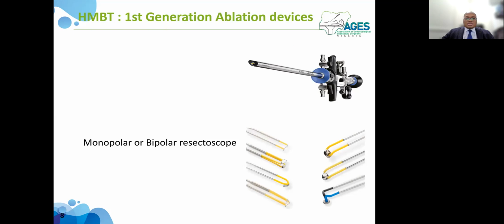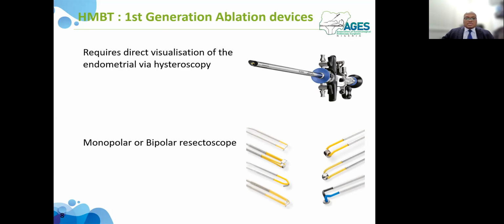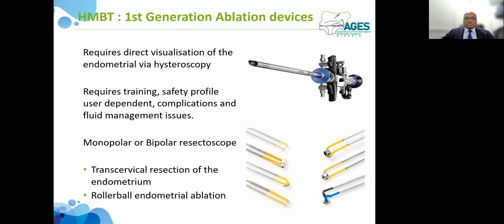In order to achieve endometrial ablation, we'll look at the first generation devices, and these are the monopolar or bipolar resectoscope. They have been around for a while, and they require direct visualization of the endometrial cavity via hysteroscopy. They require formal training, and the safety profile of using these devices is user-dependent. Complications I've mentioned previously include perforation and fluid overload.